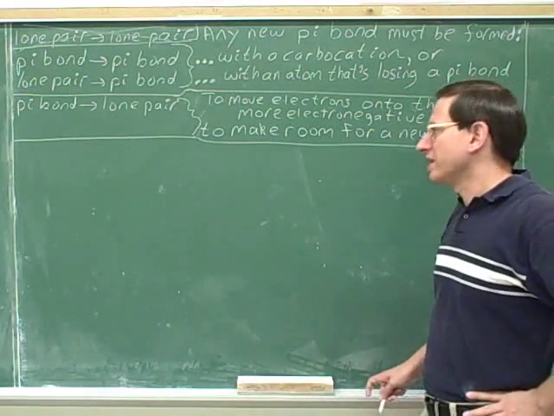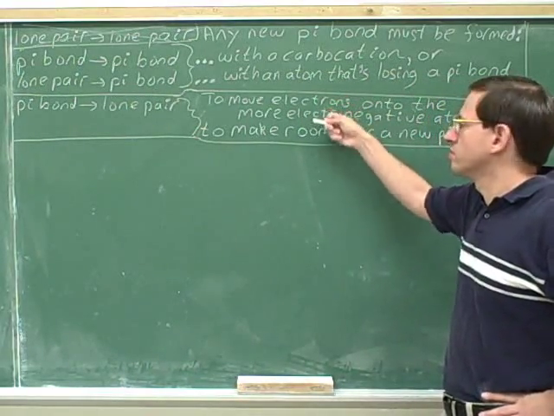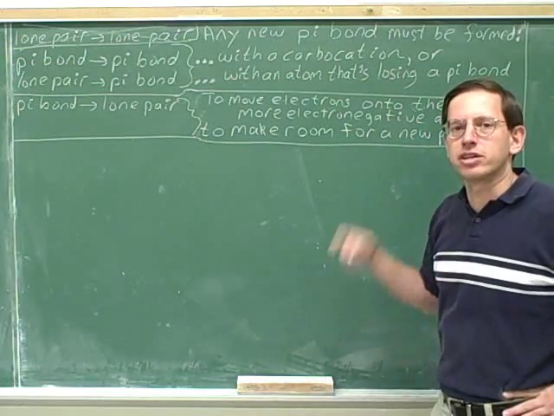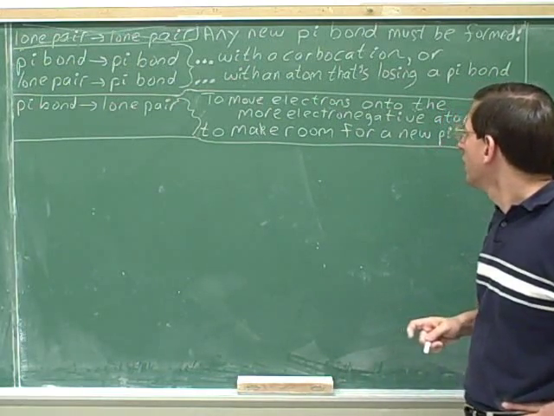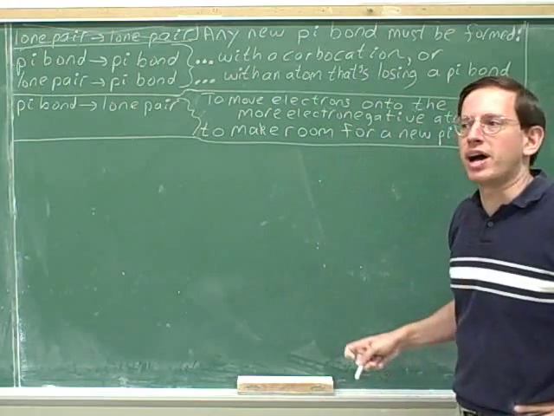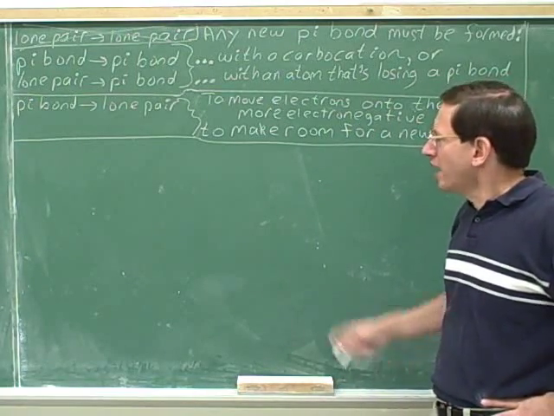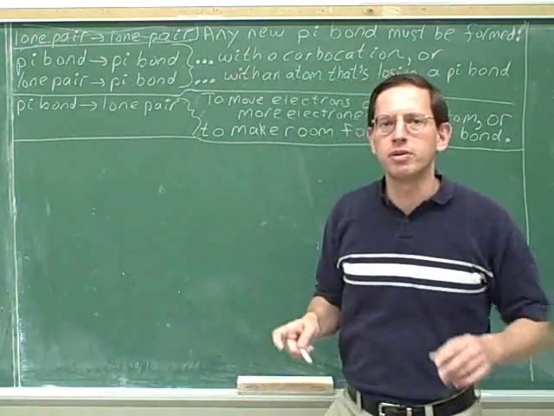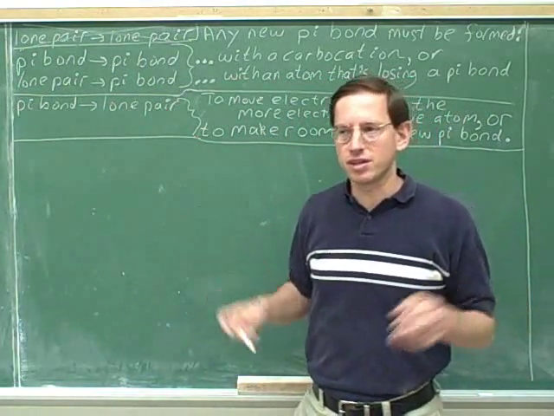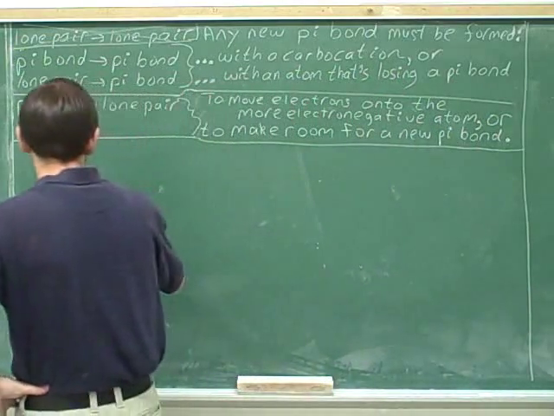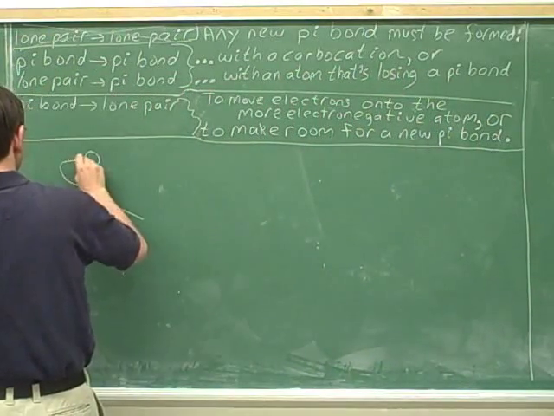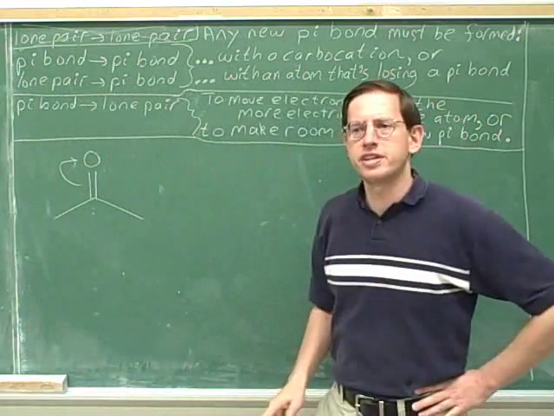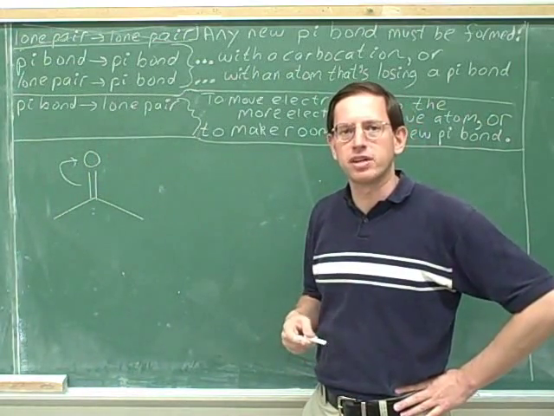First of all, if it puts the electrons onto the more electronegative atom, that's a good reason to form a new lone pair. Or if it makes room for a new pi bond. If you don't have one of these 2 reasons, then you shouldn't bother forming a new lone pair. It would almost always be completely insignificant. So does it seem that this is going to give us a significant resonance structure?